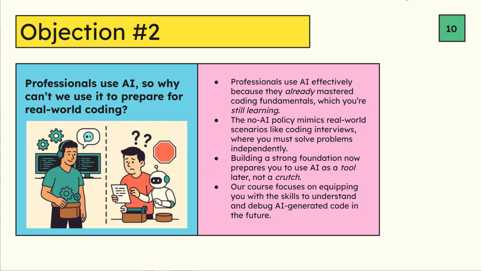The second objection is professionals use AI, so why can't we? Well, that's true, but the reality is professionals are using AI to do the things that junior engineers used to do. And so they've already mastered coding fundamentals, so they're able to take the AI's output and use it more effectively. Whereas you as a student, if you're using it as a crutch as you're learning, then you're not going to learn it as well to be able to use it as an effective tool later.